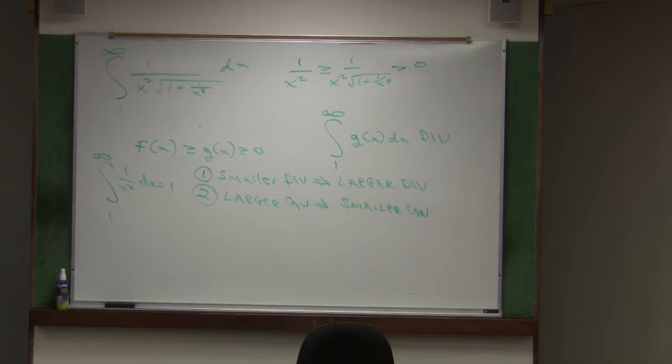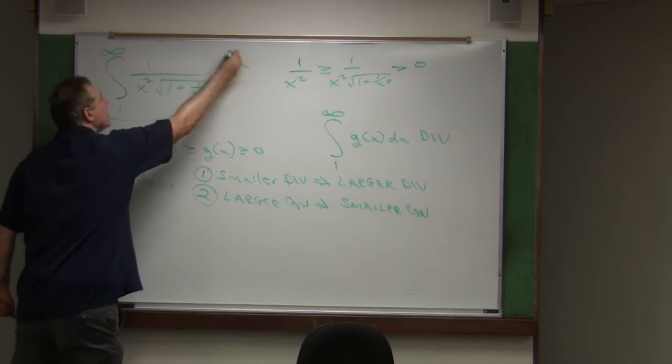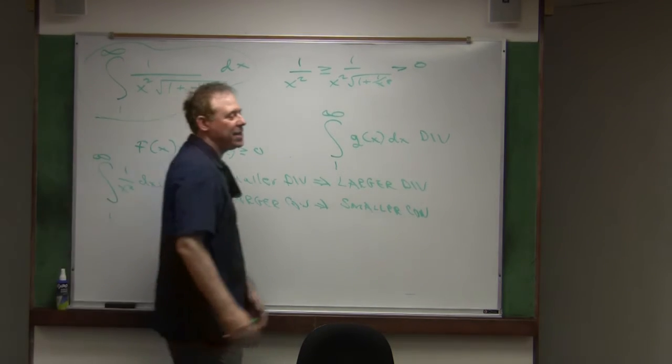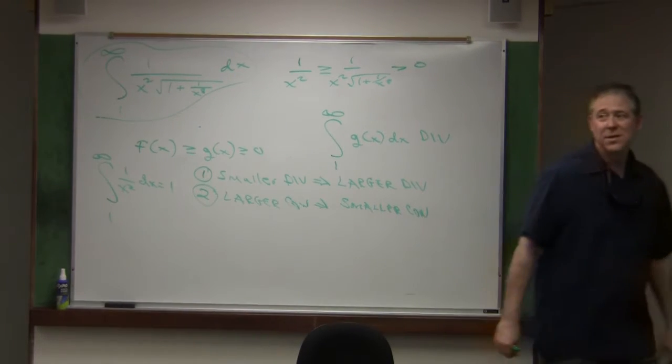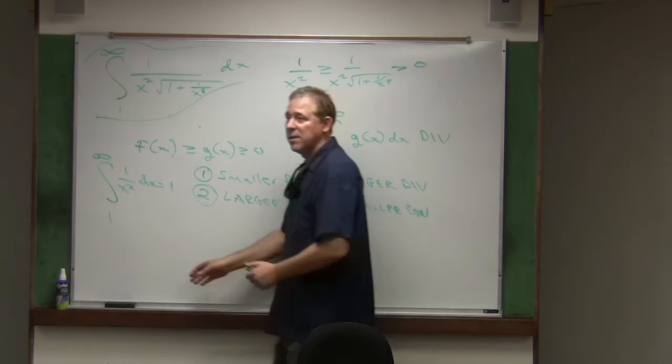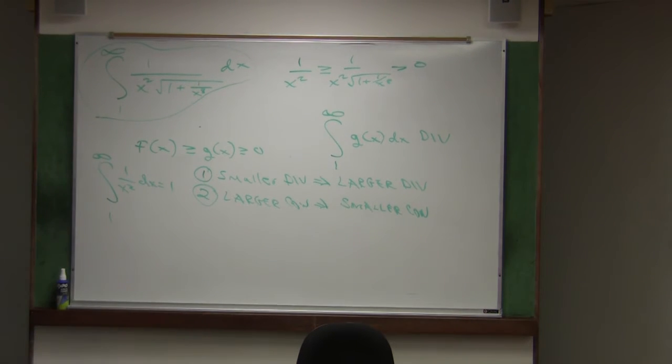So what does the comparison test tell us about this? If the larger converges, the smaller converges. Now, that doesn't tell you what it converges to. It doesn't give you an answer for what it converges to, but it tells you it converges. You know it's finite. And you know it's bounded by 1. So somewhere between 0 and 1. You're not going to know exactly yet.